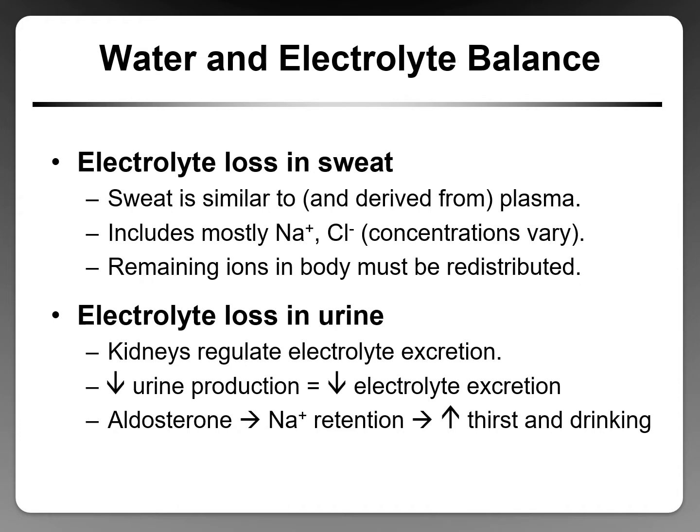The remaining ions in the body have to be then redistributed and utilized for normal electrical processes that we talked about for the mineral concentration. Electrolyte loss can occur in the urine as well when your kidney regulation increases electrolyte excretion. If you have decreased urine production, though, like you would expect with exercise, ADH and aldosterone saving some of that sodium, specifically, again, aldosterone, then that electrolyte excretion is going to be decreased, but you'll have an increased drive for drinking water.